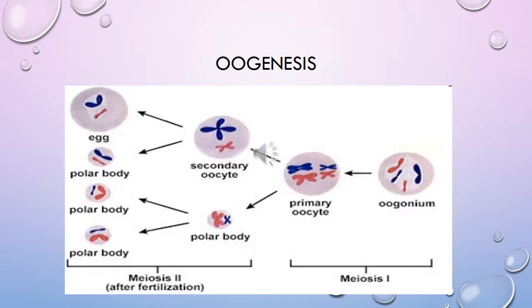Here's a quick picture of oogenesis. You can see that we start with this root cell that goes into a primary oocyte, and at the completion of meiosis 1, I get a secondary oocyte and a polar body. Then, as I complete meiosis 2, that secondary oocyte will divide unequally into an egg and another polar body. And it's not until after fertilization that this takes place. If an egg is not fertilized, it doesn't go through that second division, and it's just released out of the body.